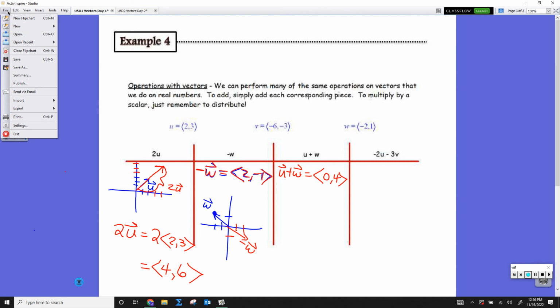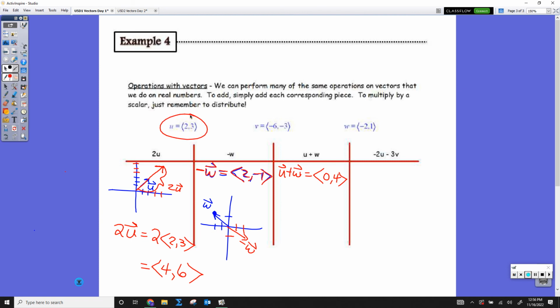All right, here we go. Here's U, and here's W. So we added the 2 and the -2 to get the 0, and we added the 3 and the 1 to get the 4. So add the horizontal components, add the vertical components. Very simple. Here's the main idea. We're going to draw that situation really quick.